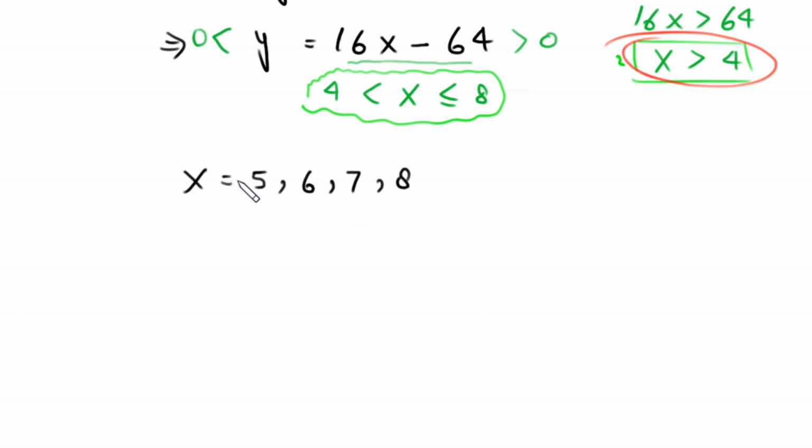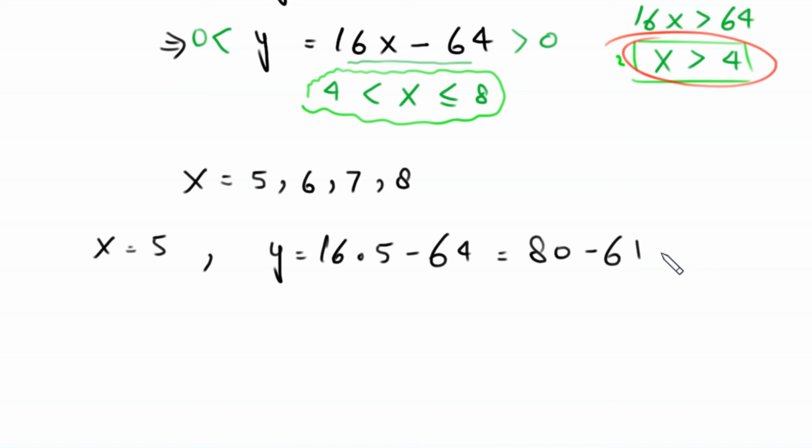Now by using these 4 values we can find the values of y using this equation. So when x is equal to 5, then y will be equal to 16 times 5 minus 64, equal to 80 minus 64, equal to 16. It means that when x is equal to 5, then y will be equal to 16. So from here we get one pair.